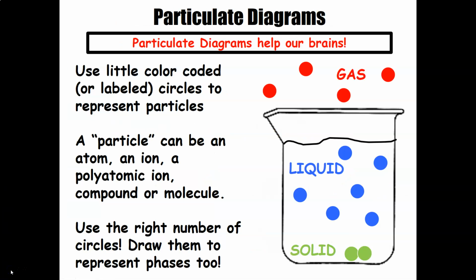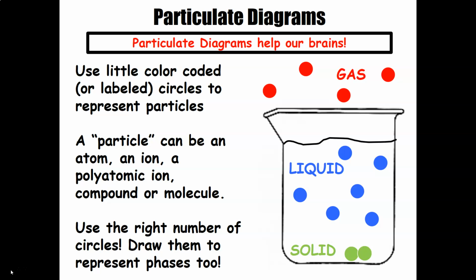The last thing I want to show you is something called a particulate diagram. You may have seen these before. I just thought this is a great topic to show them to you in an official way, just in case you haven't. It's just a way for us to help our brains visualize what's happening at a molecular level, since we can't physically see these individual molecules. We can diagram them. We can make a little model of them. So we're going to use little color-coded, or you could label them, circles to represent your particles. One thing that sometimes people get confused about is what counts as a particle.